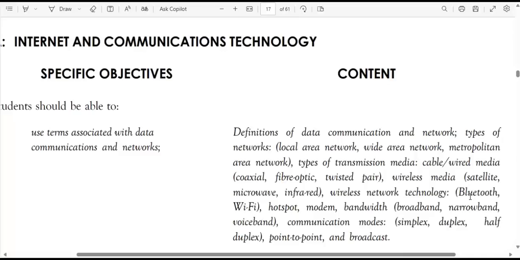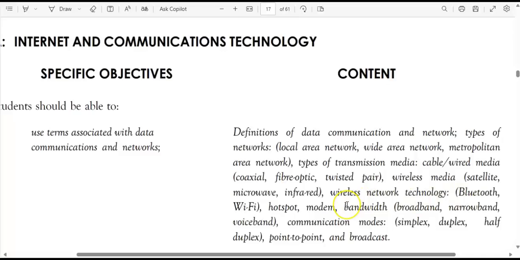What is Bluetooth? It's just a short-range wireless technology that is used to connect devices within a small area, usually up to 10 meters. Now, what do we commonly use Bluetooth for? For connecting wireless headphones, we use Bluetooth speakers, keyboards, or for sharing files between phones.